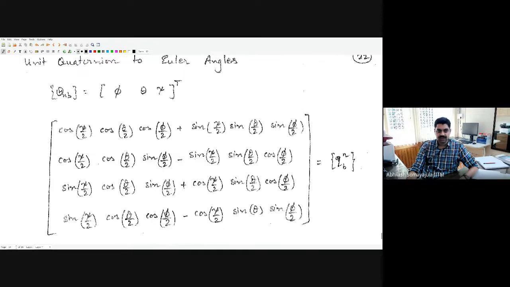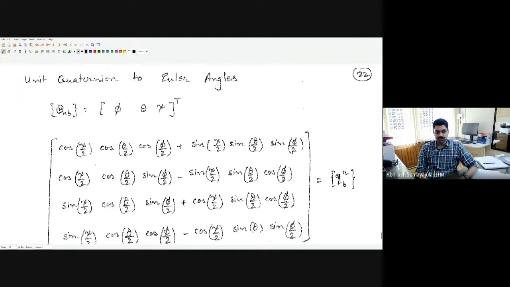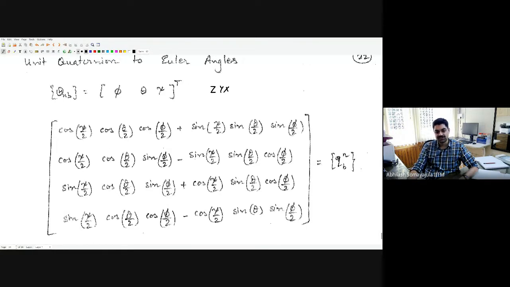Okay. Now, we also need to understand how to convert a unit quaternion into a Euler angle and how to convert an Euler angle into a unit quaternion. It can actually be shown that if I have Euler angles defined as phi, theta, and psi, and the order of rotation being z, y, and x, then the quaternion corresponding to that orientation is given by this expression here.